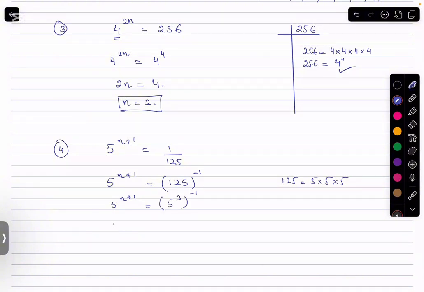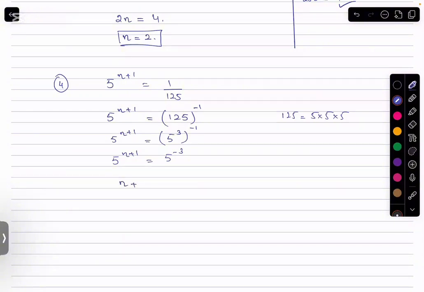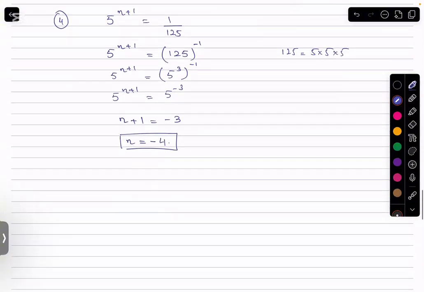So here I can say it's 5 cube to the power of minus 1. I have the common base now, right? So this is 5 to the power minus 3 here. I have the common base. So what should I write? I should say it's n plus 1, which is equal to minus 3. So what is your n value? Minus 4. Minus 4. ठीक है? जल्दी से, I'm giving you one question. अच्छा, एक और करा के फिर I'll give you a question.